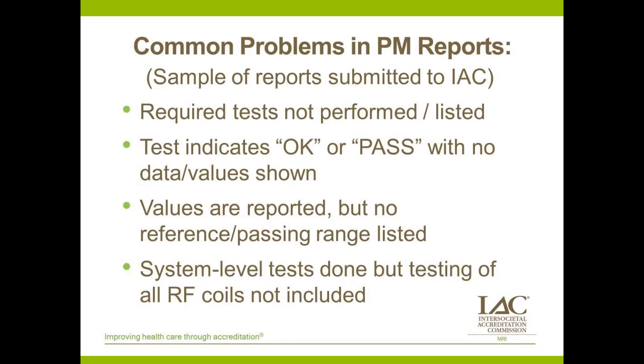Very often you'll see the scenario where a test is listed, but it just says okay, or it says pass, or there's a check mark. You don't see any detail about the actual measurements. Or you see the measurements, but you don't see the reference range or the passing range. And then also quite common is to see a very extensive list of tests being done on the MRI scanner, but then there's no listing of tests and results for those individual RF coils.